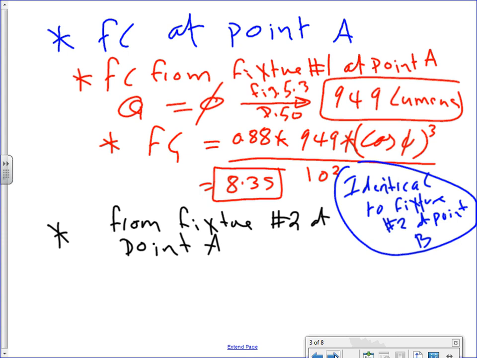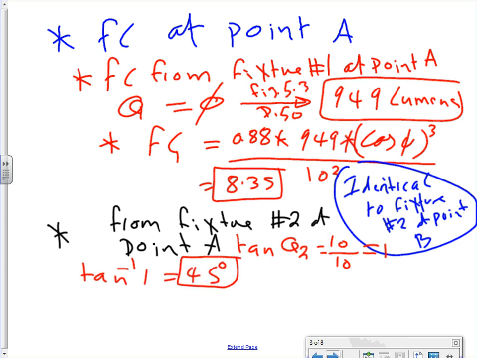So this is fixture 2. I'm going to call this one Q2. You do the math, 10, let's take the cosine of that baby. Same thing like we did. Tan Q2 equals 10 over 10 equals 1, and tan inverse 1 equals 45 degrees. Probably you guys could have figured that out because of identical.